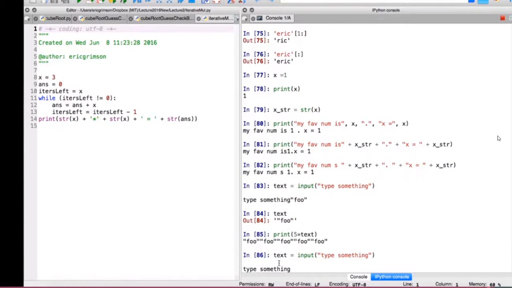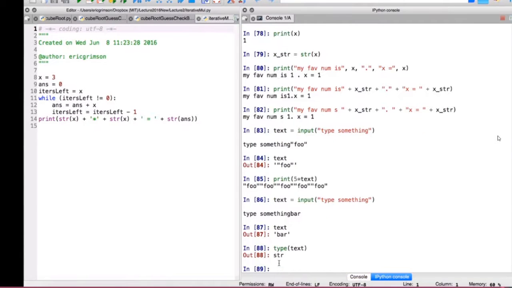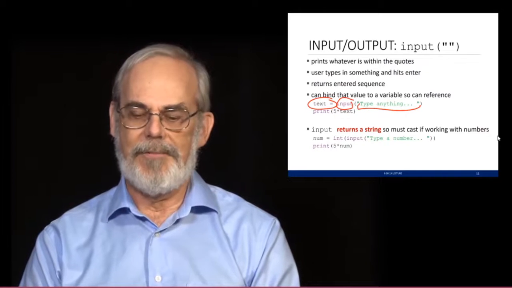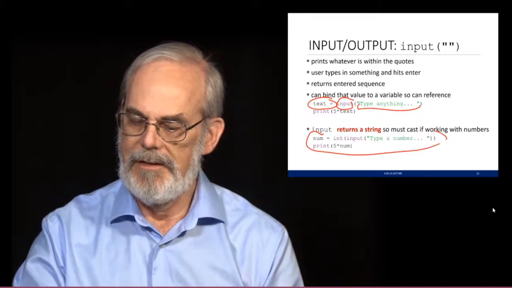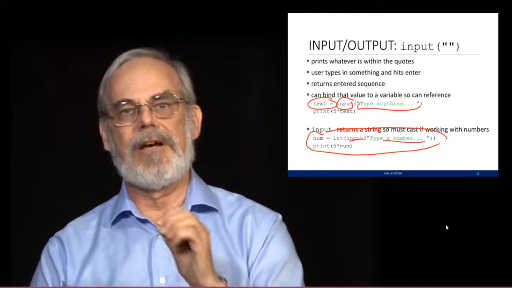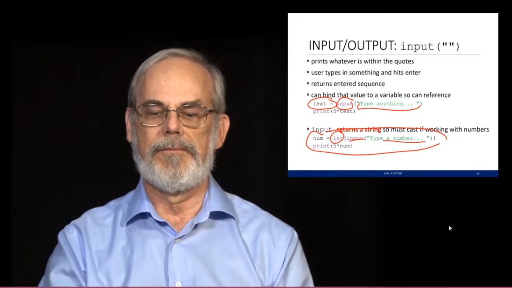Again, it's waiting for it. In this case, I'm simply going to write in the string bar. And what's text? It's just bar. And in fact, if I say what's the type of text, it says it's a string. So if I'm going to type something in, it's automatically going to read it in as if it's a string. But that says if I wanted to get a number in, I need to cast it. And that's what this last example does down here. Input, even if I type in a number, is going to interpret it as a string of the characters of the number. And so I need to turn it into an int before I actually use it.